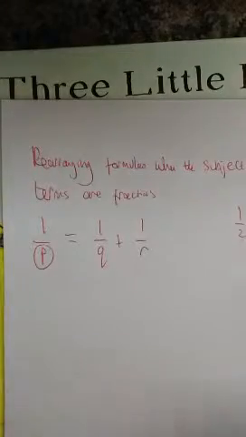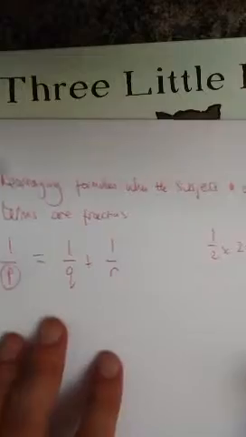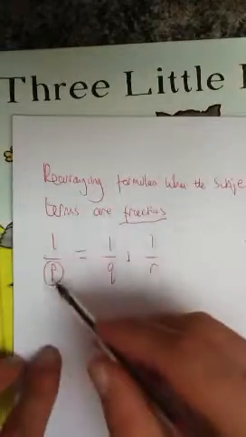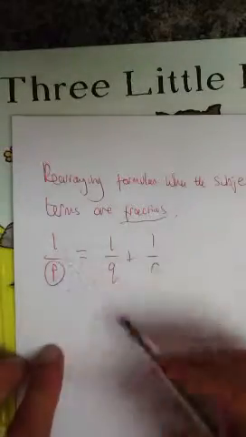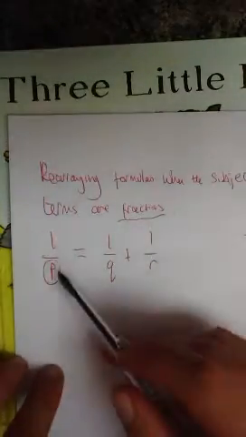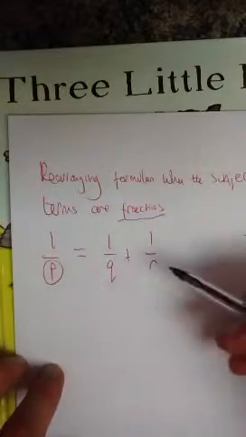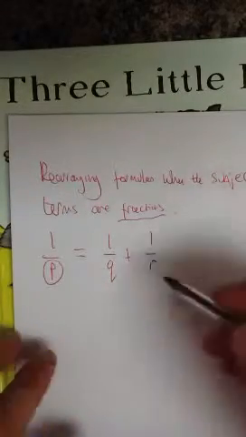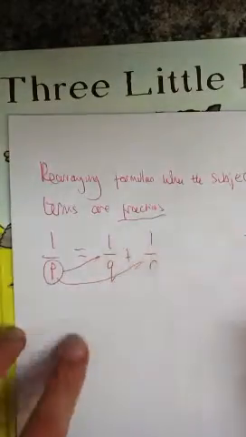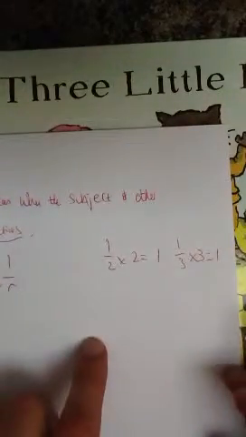Okay, I'd like to introduce you to rearranging formulas when the subject and other terms are fractions. I want to make P the subject of this formula. What we need to do is get all of the denominators off of the bottom by cross multiplying them. Okay, we're going to start with P. Now this may seem complex to begin with, but it isn't.